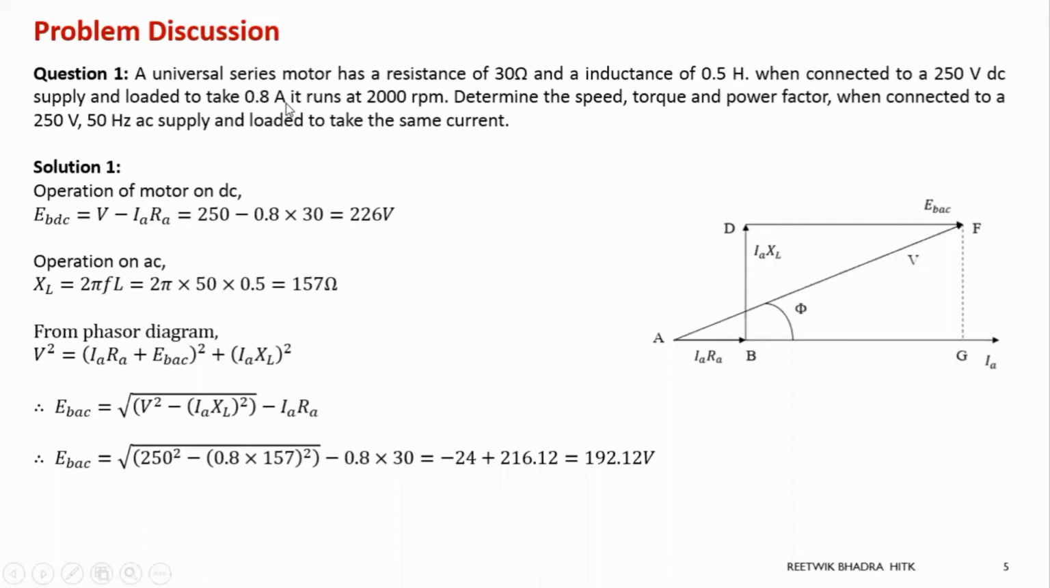That means it is the current to the armature, and its speed is given as 2000 rpm. So what we need to determine is the speed, torque, and power factor when connected to the 250 volt AC supply and loaded to take the same current.